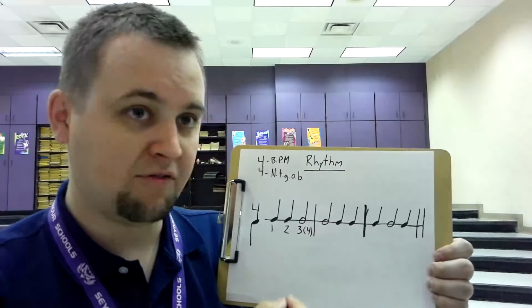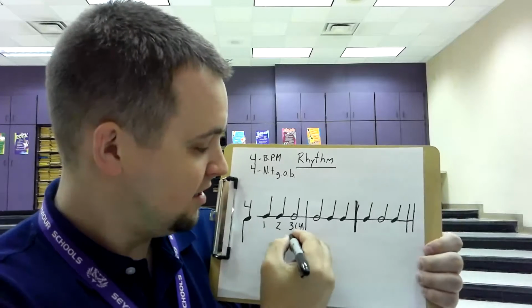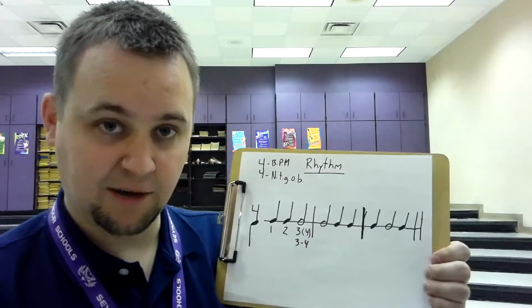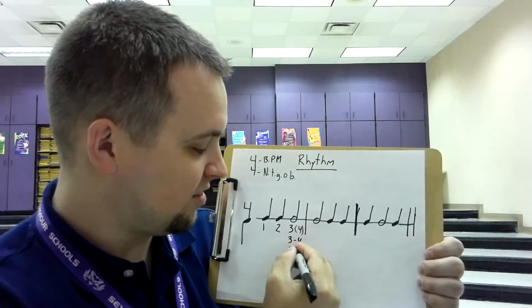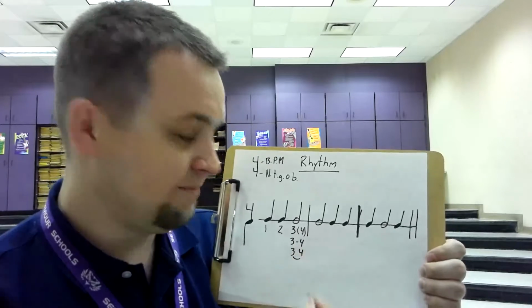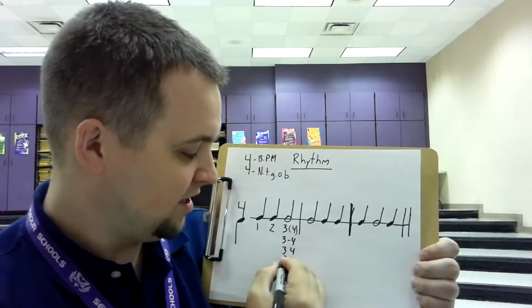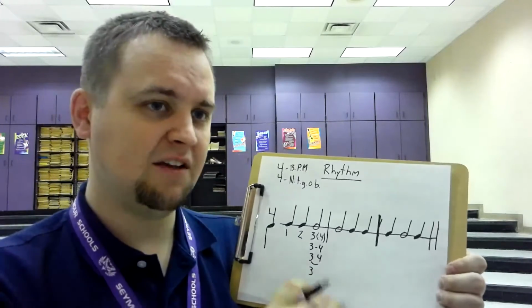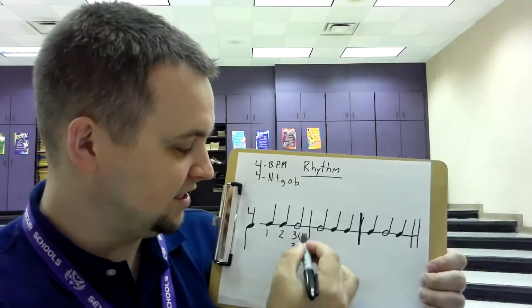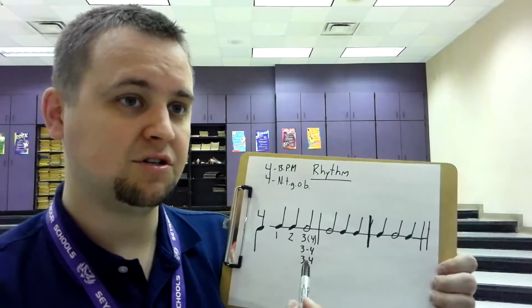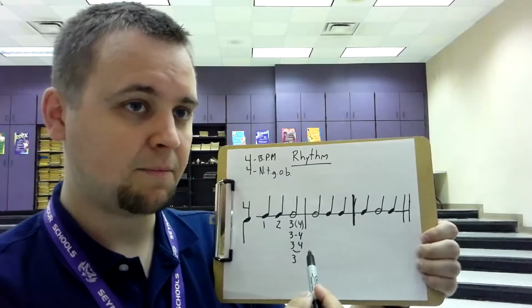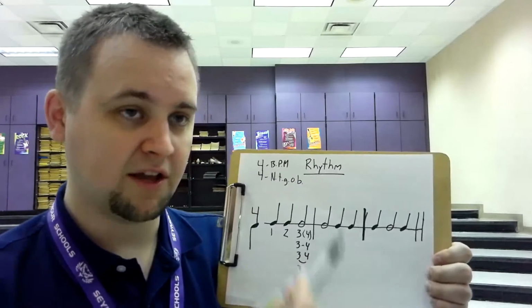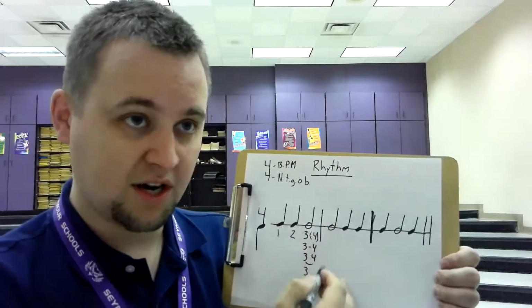my preferred method is to put it in parentheses. Other teachers will have you do this, 3-4. That's acceptable. Other ones that I've seen are 3, 4, and then you tie them. That's also acceptable. And then sometimes they just write 3 and leave the 4 blank. Any of these are really acceptable, especially these top 3 here, just so I can visually see that you know what the beats are and where they go, and that the 4 is not said here.